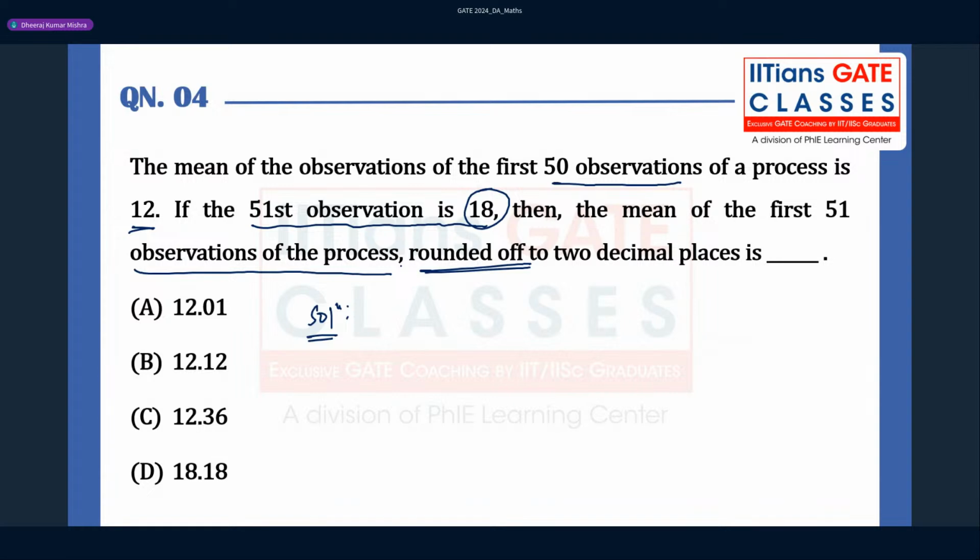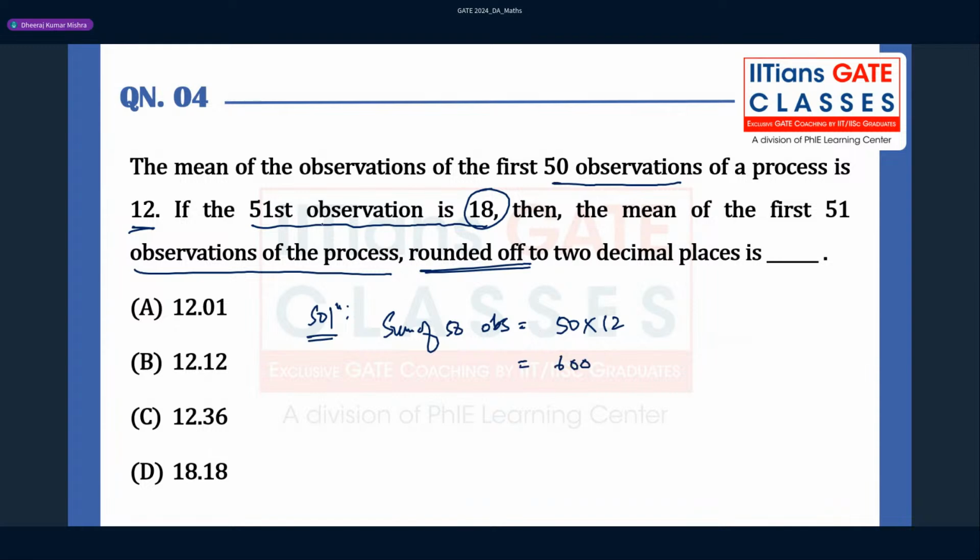So you can find the sum first. What is the sum of 50 observations? The sum of 50 observations is equal to 50 into 12. I believe this is fine for all. So it will be nothing but 600.